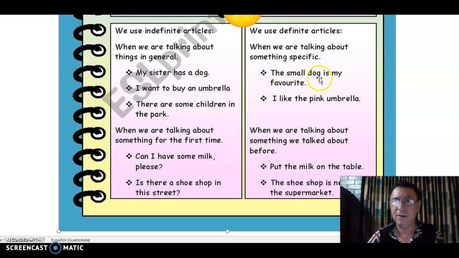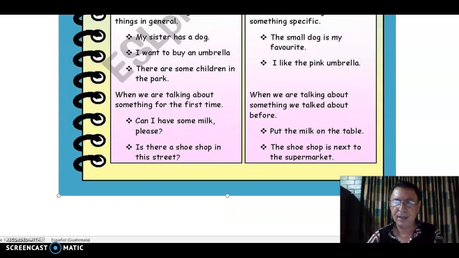For example, the small dog is my favorite. I like the pink umbrella. So if you see here, we have something specific. Also, we can use the when we are talking about something we talked about before. Put the milk on the table. The shoe shop is next to the supermarket.